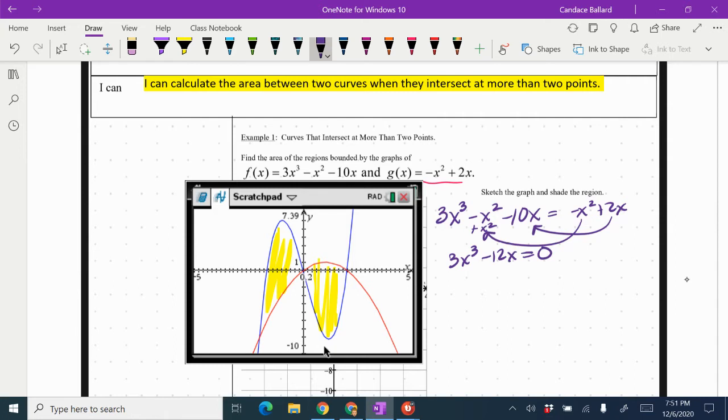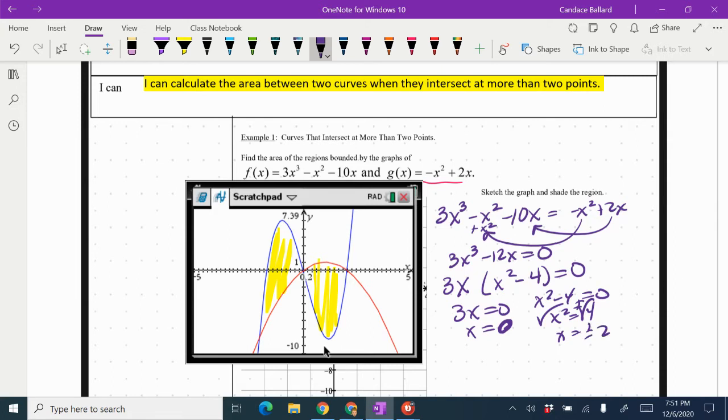I'm going to factor out a 3x, which is going to leave me with x squared minus 4 equals 0. I am going to set 3x equal to 0. I could factor that, or I could just set it equal to 0 and use roots. So x equals 0, right? 0 divided by 3 is 0. I'm going to move the 4 over, and then I'm going to take the square root. Remember, I have to take a plus minus. So my three values are -2, 0, and +2.